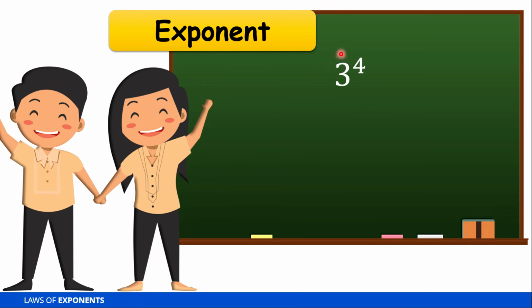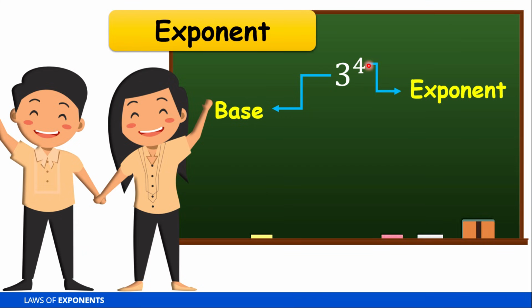Ang 3 ay tinatawag nating base na nakasulat into a regular number. So, ito yung mas malaking number. Tapos, ang 4 naman na nakasulat ng mas maliit na nasa bandang itaas naman ay tinatawag nating exponent. So, ang exponent ay tinatawag din nating index o kaya naman power. So, kagaya ng binanggit ko kanina, ito ay binabasa as 3 to the 4th power or 3 to the 4th for short.